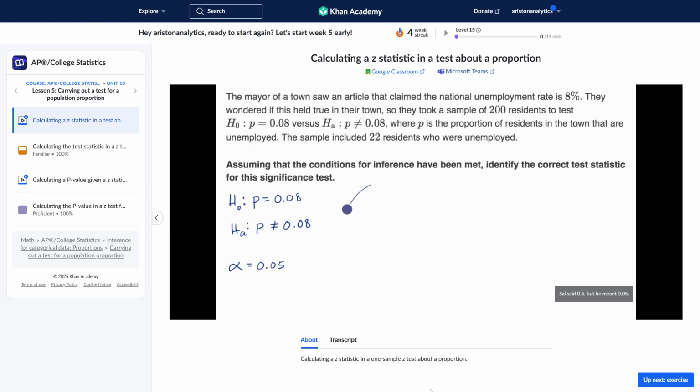And then what we want to do is conduct the experiment. So this is the entire population of the town. They take a sample of 200 people. So this is our sample. N is equal to 200. Since it met the independence condition, we'll assume that this is less than 10% of the population.